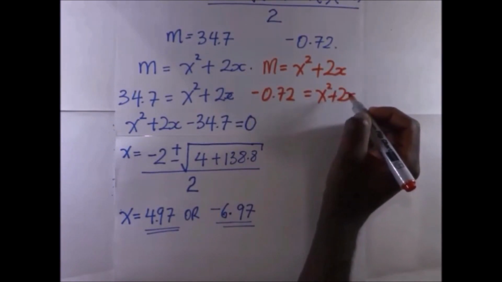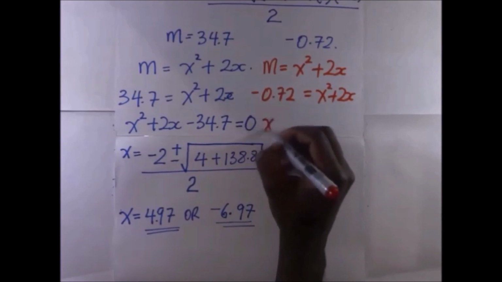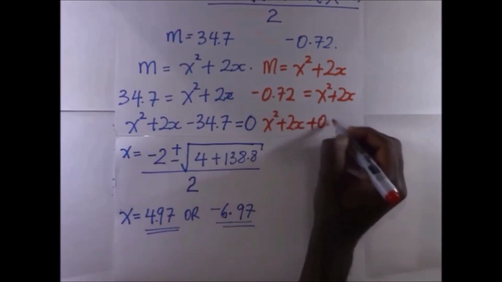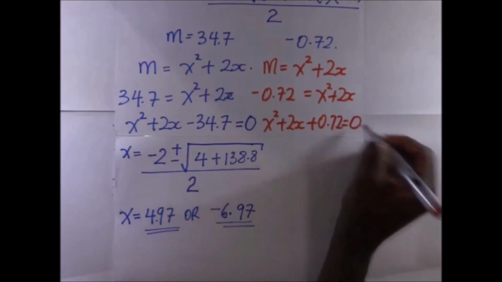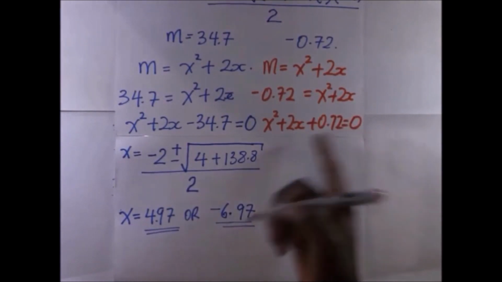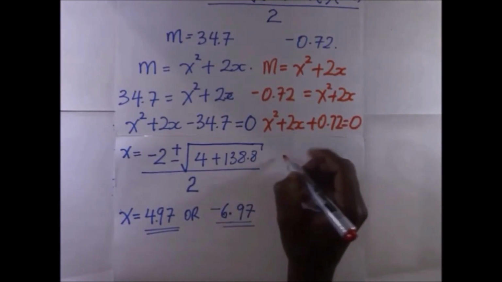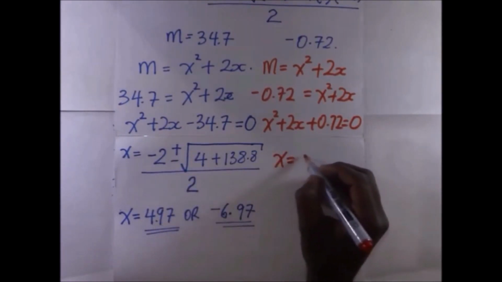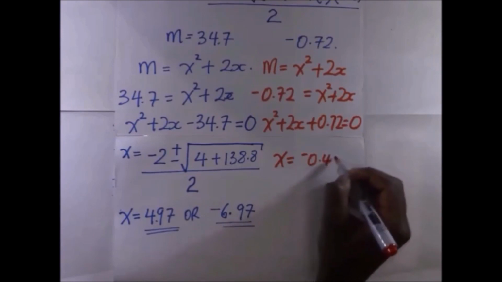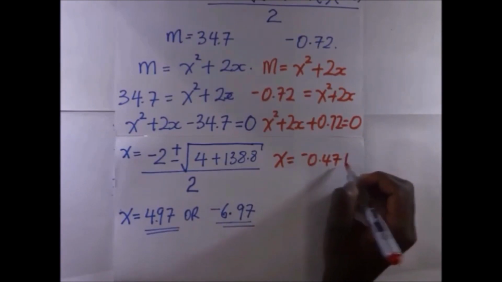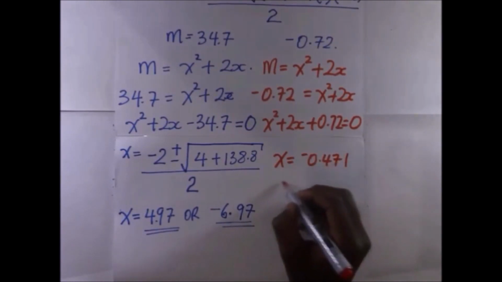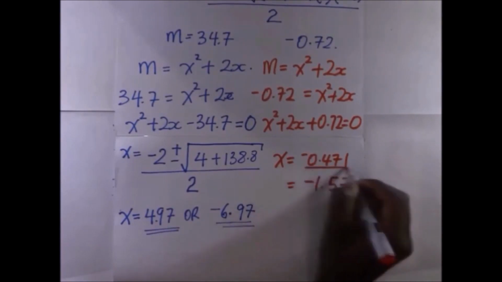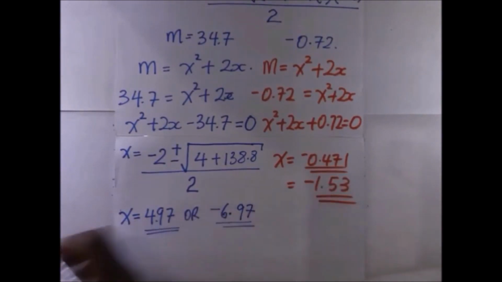So we formulate a quadratic equation which is going to be x squared plus 2x plus 0.72 equals 0. So when you solve for that quadratic equation, we will get our value of x being either negative 0.471 or our value of x is going to be equal to negative 1.53. It's either this or that.